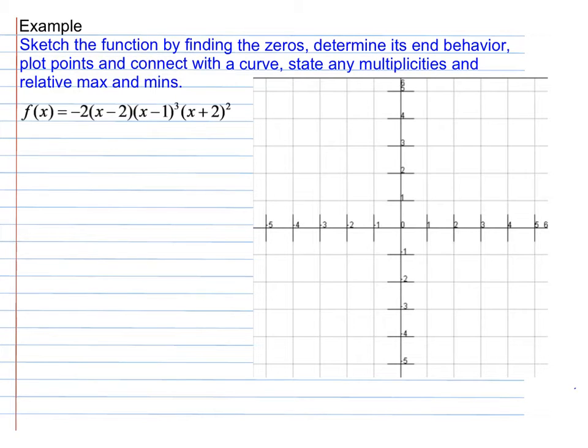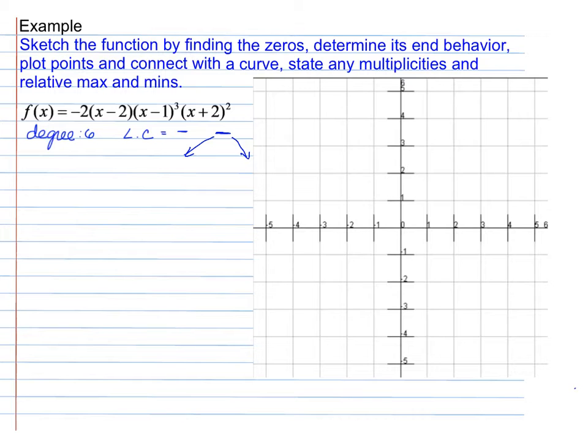So this question is already in factored form. So we have a degree of 1, degree of 3, degree of 2, so the total degree is 6. Our leading coefficient in this case is -2. So we have a negative leading coefficient, which tells me that my graph falls on the left and falls on the right. We just need to figure out what's happening in between these two end behaviors of our graph.